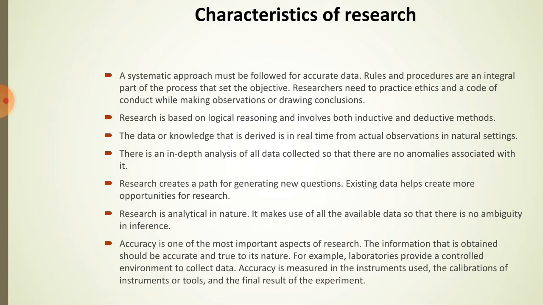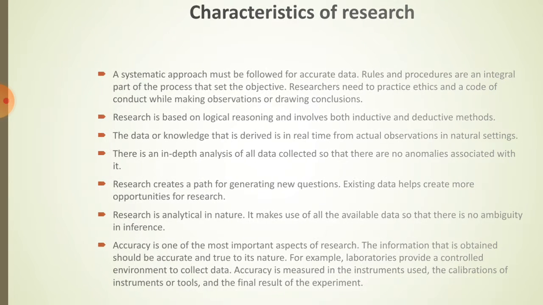Accuracy is one of the most important aspects of research. The information that is obtained should be accurate and true to its nature. For example, laboratories provide a controlled environment to collect data. Accuracy is measured in the instruments used, the calibrations of instruments or tools, and the final result of the experiment.